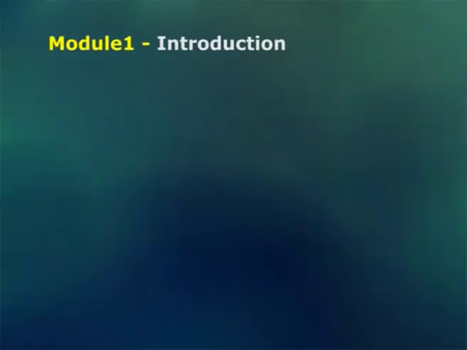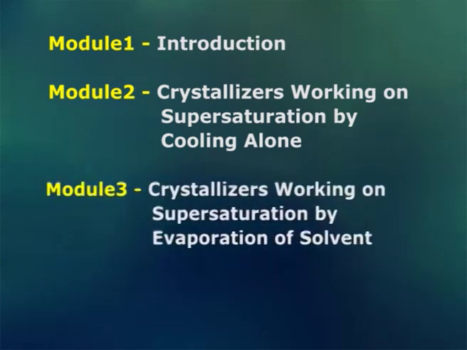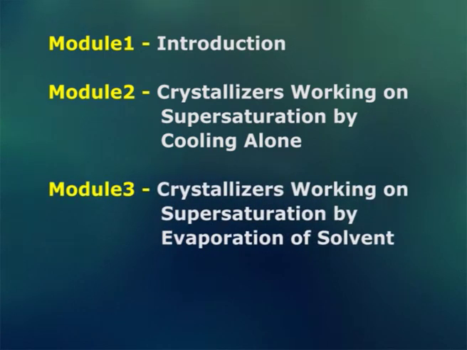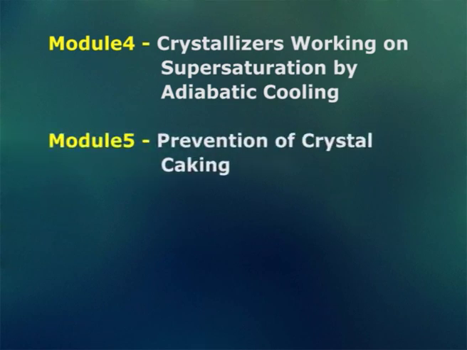Module 1 is for the introduction. Module 2 is having scenario of crystallizers working on supersaturation by cooling alone. Module 3 contains crystallizers working on supersaturation by evaporation of solvent. While in Module 4 we refer crystallizers working on supersaturation by adiabatic cooling. In Module 5, that is the last module, we deal with prevention of crystal caking. Let's take the modules one by one.